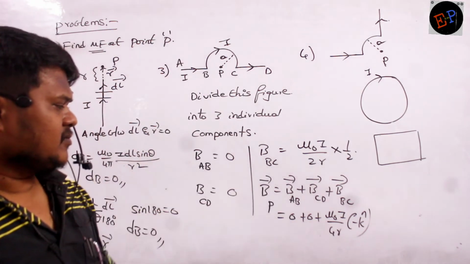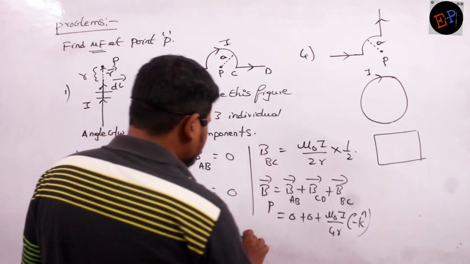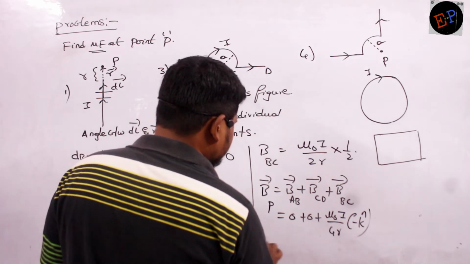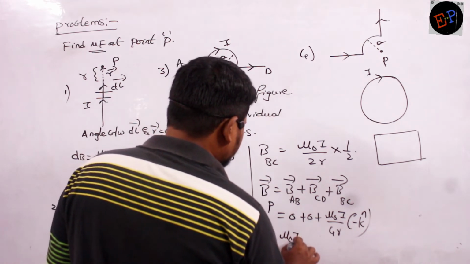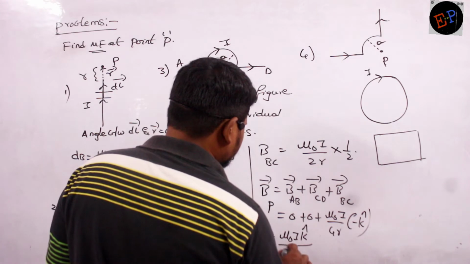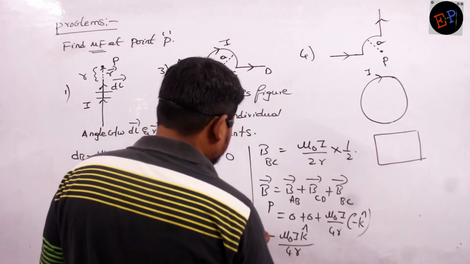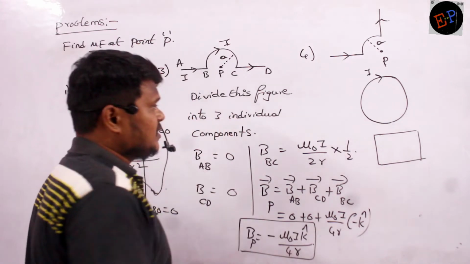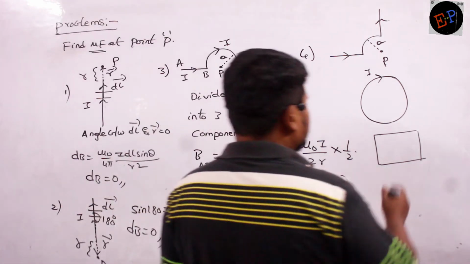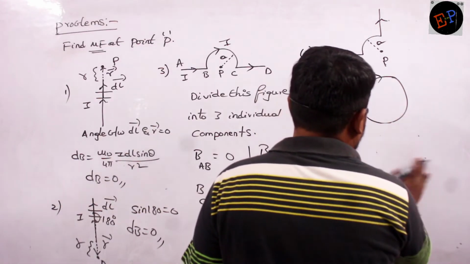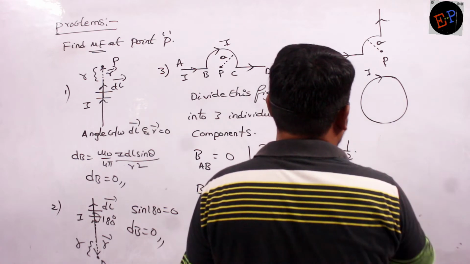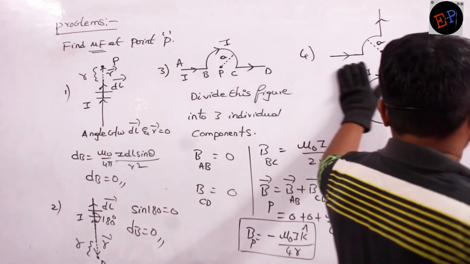And magnitude wise, it will be that much. So magnetic field at point P is how much? It is minus mu naught I k cap divided by 4R. And what is this rule called? This rule is called right hand palm rule. We will write it separately.